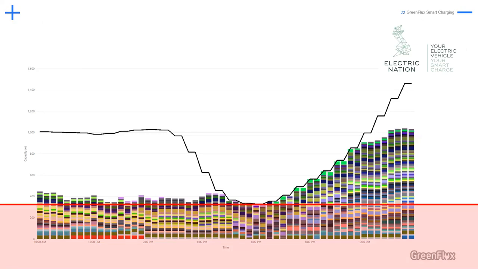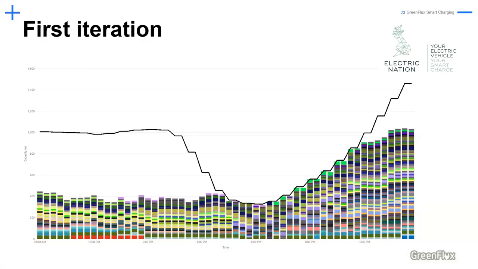We did three iterations within a three-year project. So this basically was the first iteration we showed. We just started it, we just let it run. People were asked to join and they got a free charger to join.